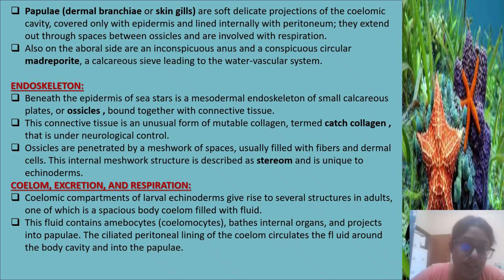Next, coelom, circulation and respiration. Coelomic compartments of larval echinoderms give rise to several structures in adults, one of which is a spacious body coelom filled with fluid. These fluids contain amoebocytes, bathe the internal organs, and project into papulae. The ciliated peritoneum lining the coelom circulates the fluid around the body cavity and into the papulae.